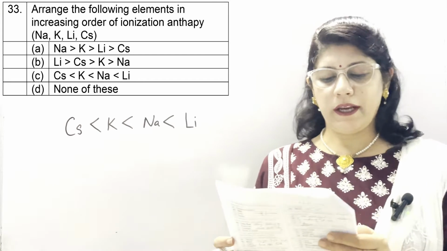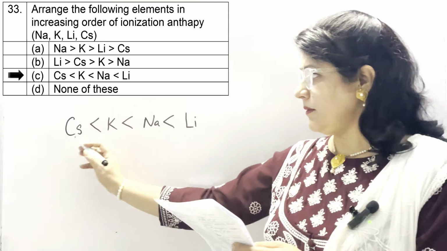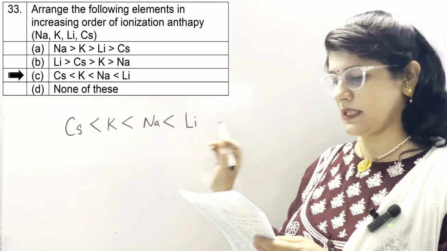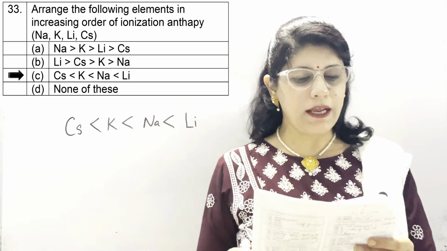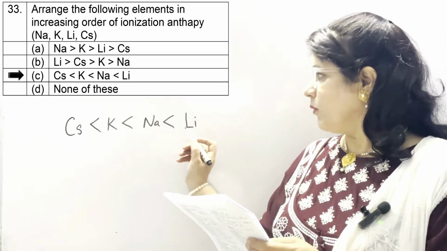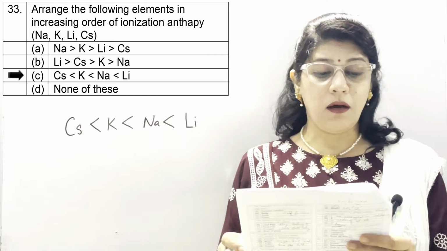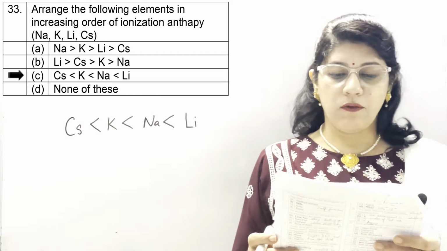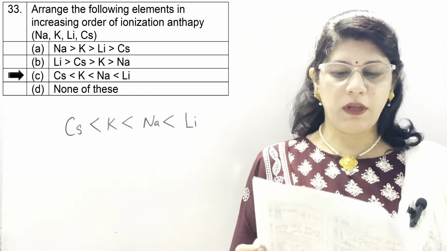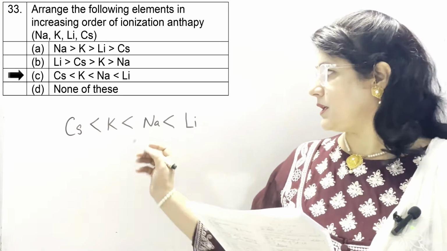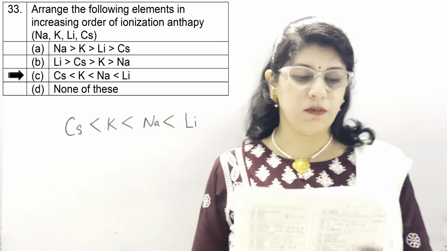So we know the correct option is cesium is less than potassium, then potassium is less than sodium and sodium is less than lithium. Ionization energy is more in lithium than in cesium, because we know that cesium is at the bottom of the group and when we move from top to bottom in a group, ionization enthalpy decreases. So correct option is option number C.